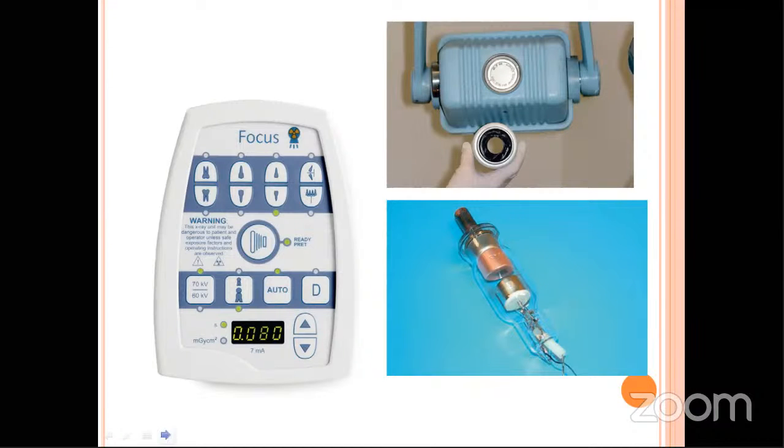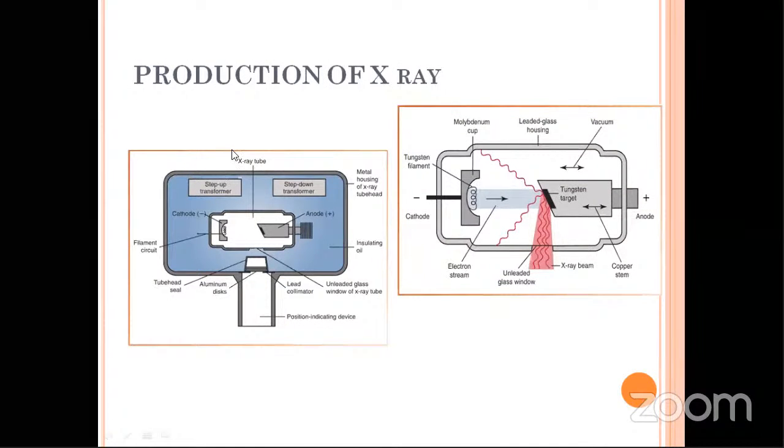Okay, so the next picture is a diagrammatic representation to show the production of X-rays. So this cathode is made up of a tungsten filament in the molybdenum cup, and the anode is angulated at 20 degrees, which is called the angle of truncation. And this anode is also made up of tungsten, and it is suspended in a copper stem. Since copper is a very good conductor of heat, the copper is used in order to dissipate the heat.